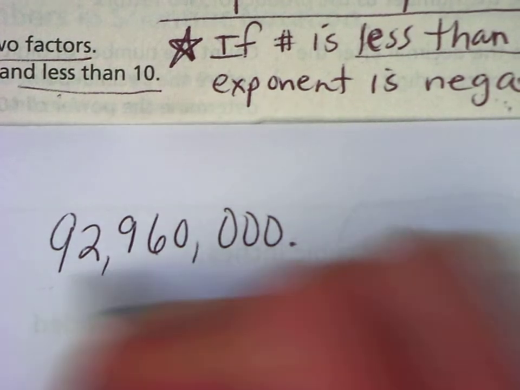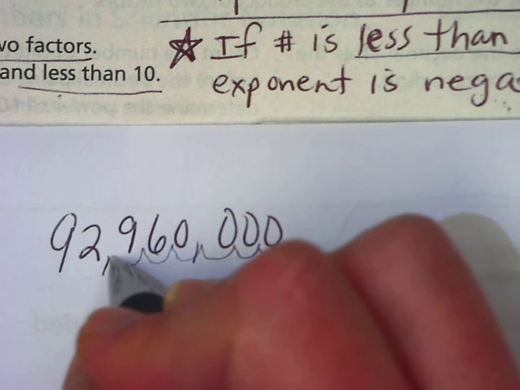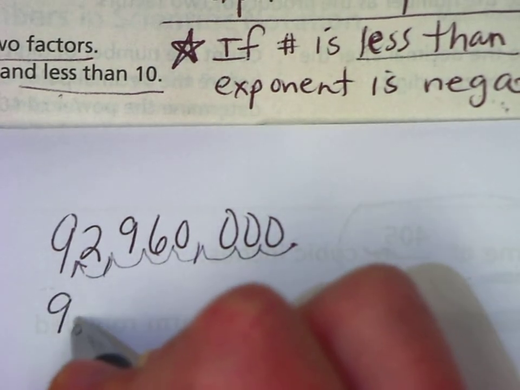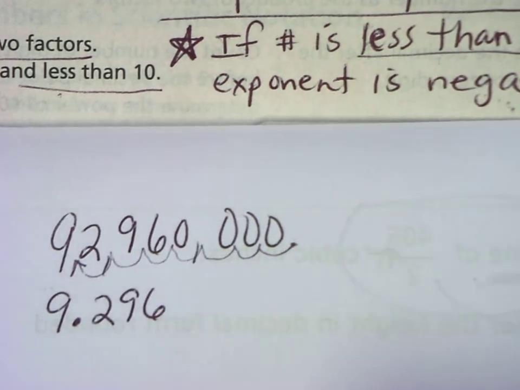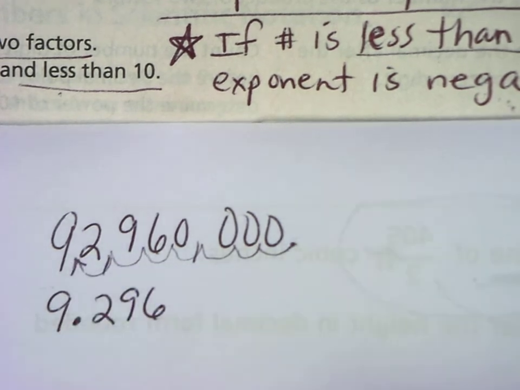So let's move the decimal. We're going to move it 1, 2, 3, 4, 5, 6, 7. I'm going to stop right there, 9.296. I don't need the rest of the zeros. So if I move it 7 times this way and stop right there, now my number's between 1 and 10.